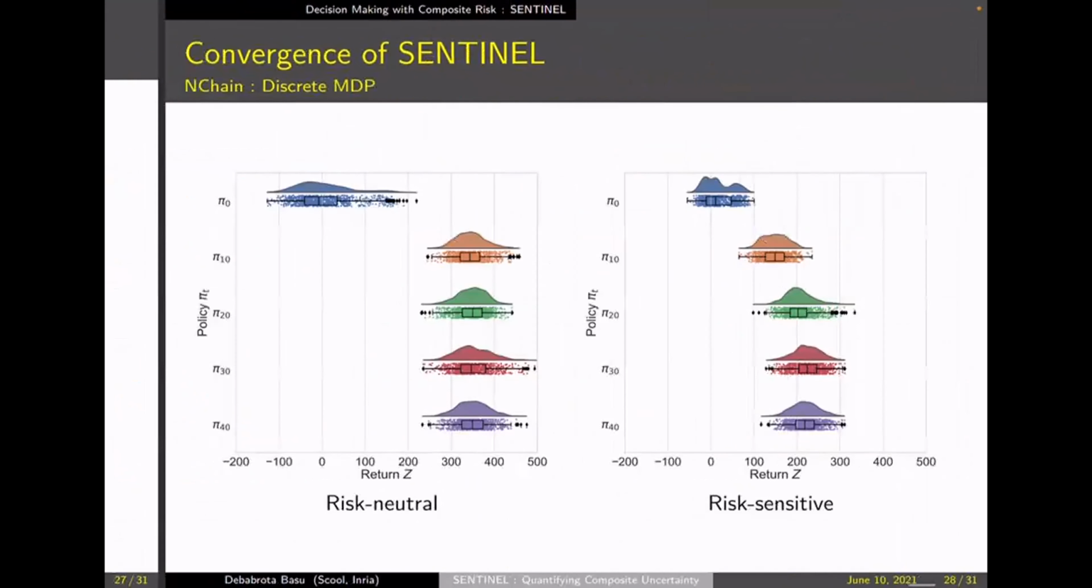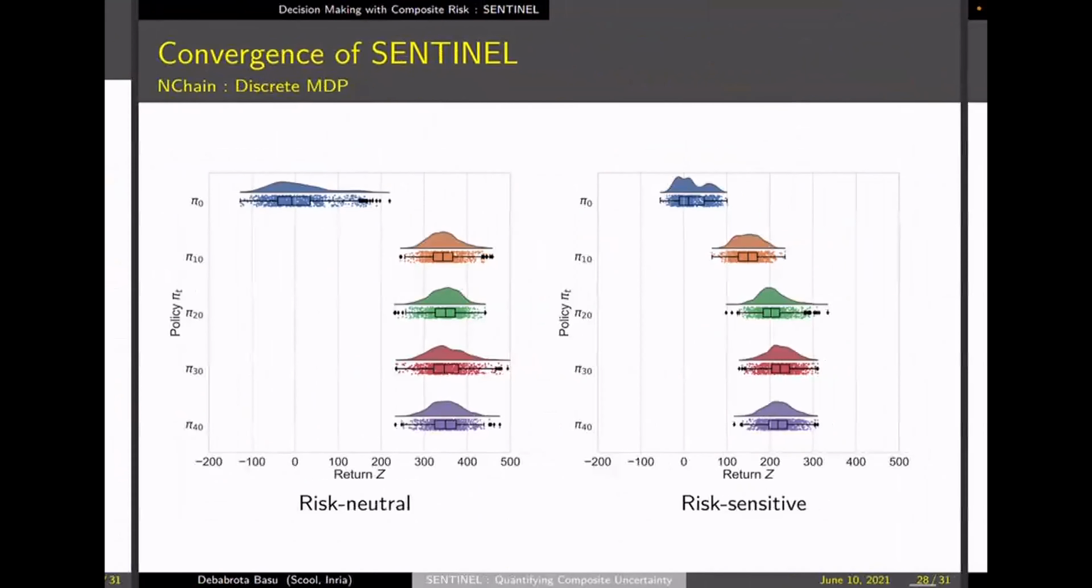And then what does it lead to? We have promised that this is going to help us in risk sensitive decision making. The one thing that people in reinforcement learning are interested in is whether it converges or not. And we observed that, yes, it converges. Even with the risk neutral version of Sentinel, this was the initial return distribution for a given policy at time step 0. And then we kept on updating the policy at each step. We observe the return has increased, and increased, and we are almost converging near one optimal return distribution.